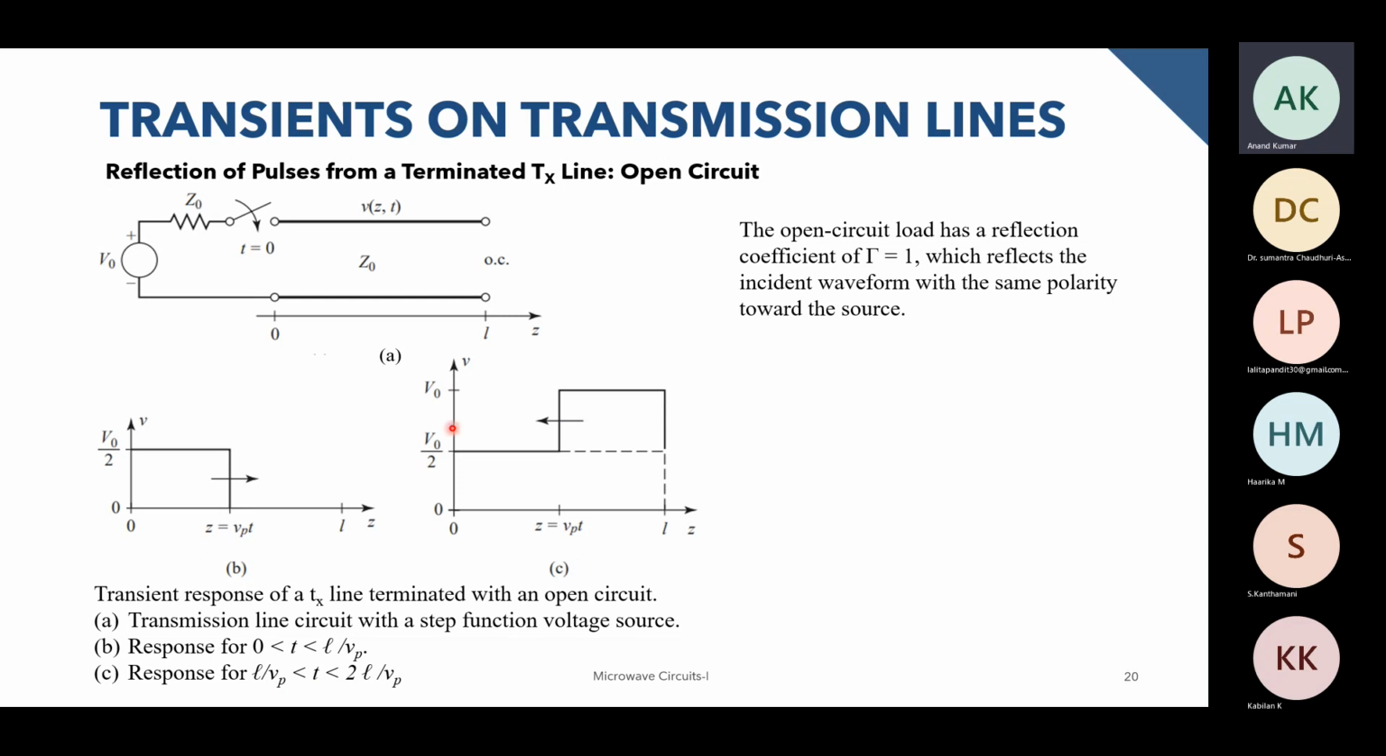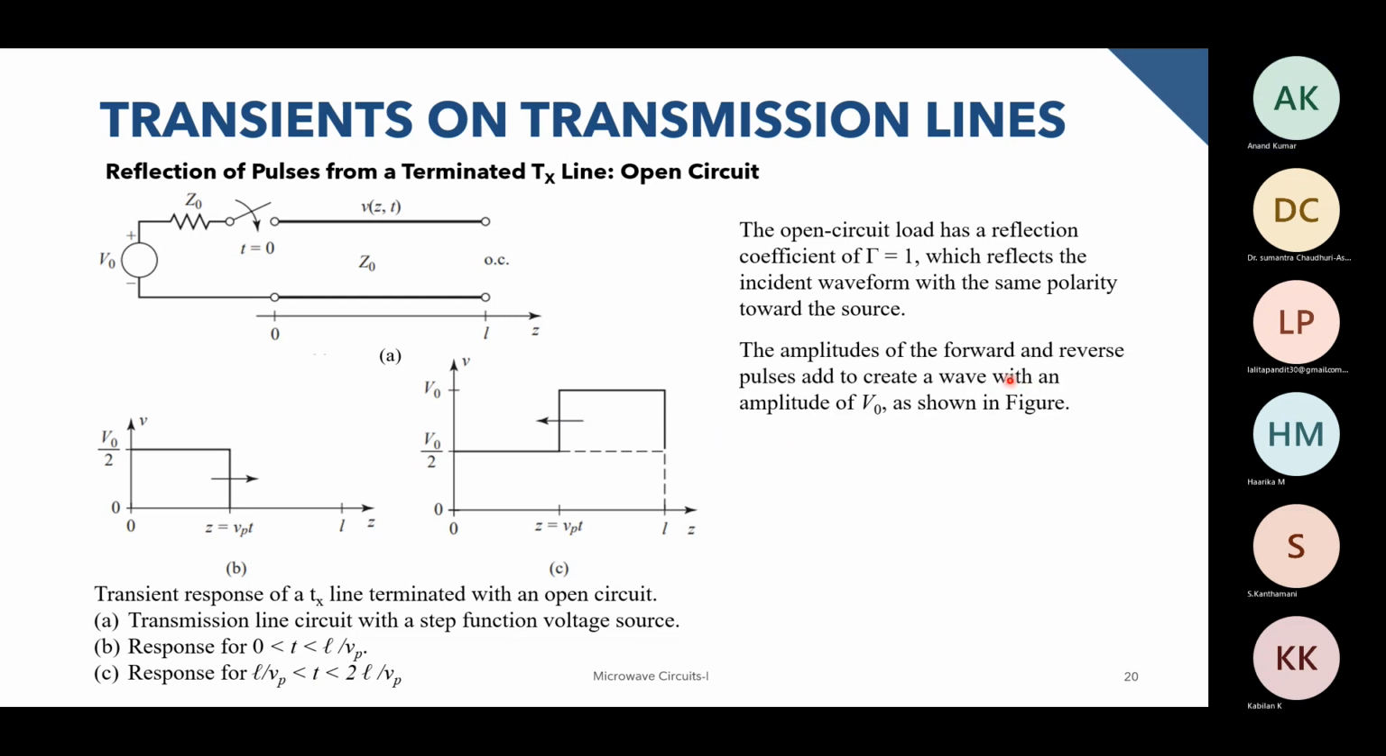This will be traveling back towards the source, and these two pulses add, and we have V naught over here. So the total voltage will become V naught throughout the transmission line. Again, this matches circuit theory, where if we have a source and it is left open circuit, irrespective of whatever resistors there are, we will have a potential difference across the open circuit equal to the source.